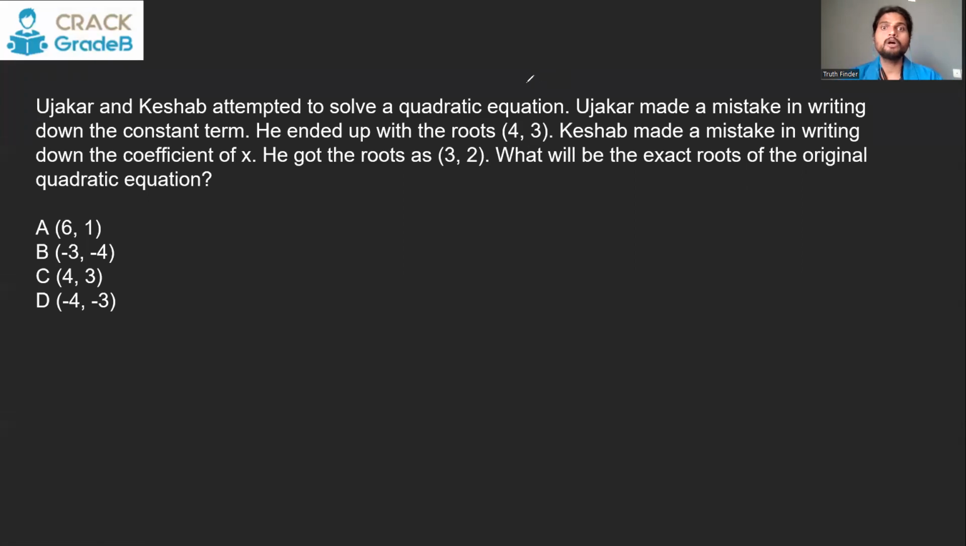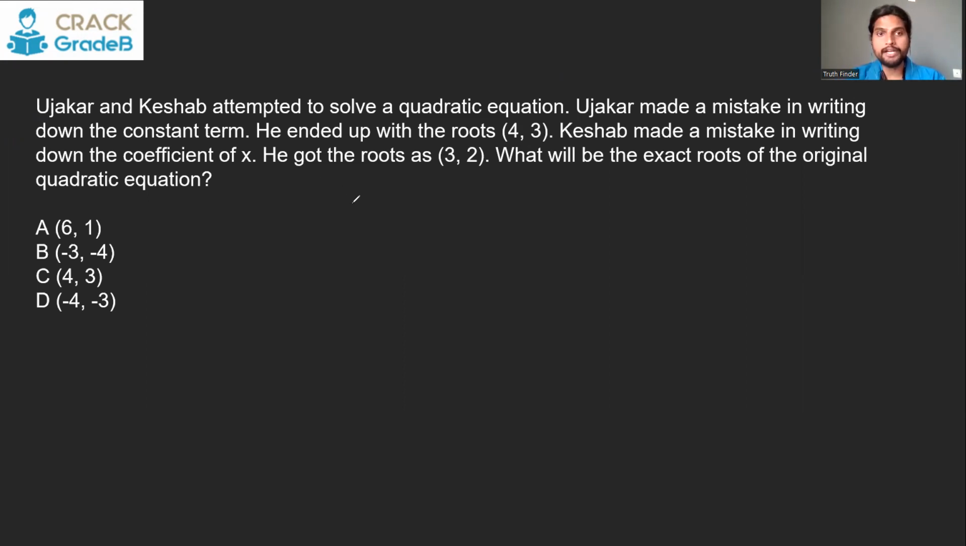Ujakar and Keshav attempted solving a quadratic equation. Ujakar made a mistake in writing down the constant term. He ended up with the roots as 4 and 3. Keshav made a mistake in writing down the coefficient of x. He got the roots as 3 and 2. What will be the exact original quadratic equation?